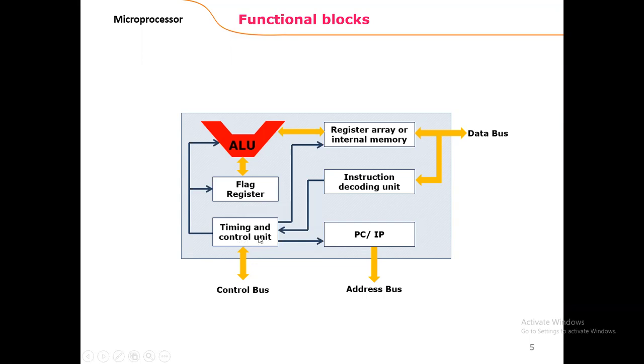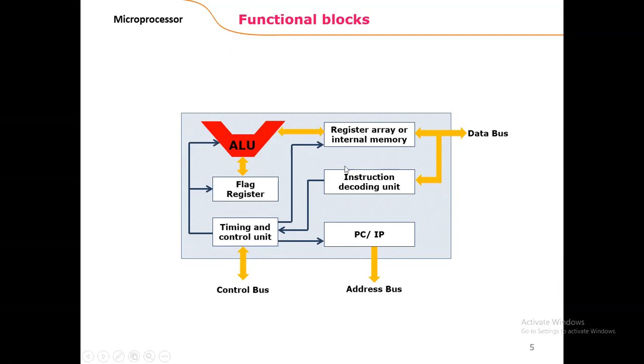And the timing and control unit, this part controls everything. This is the instruction decoding unit. At first it receives the instruction, then the instruction must be decoded, then transferred to the control unit. This is the register array or internal memory. This part transfers data between internal memory and the ALU, the arithmetic logic unit, or the data bus.